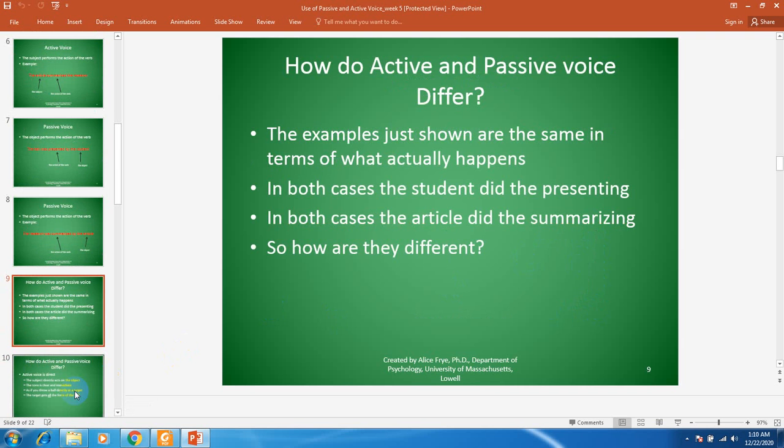Differ means different. The examples just shown are the same in terms of what actually happens. In both cases, the student did the presenting.